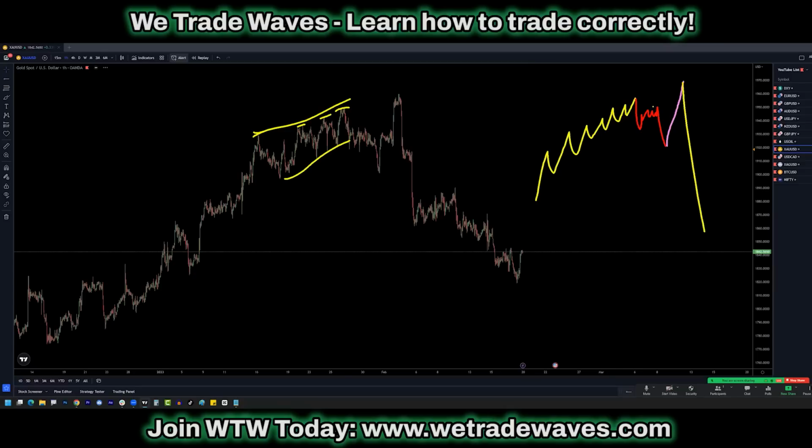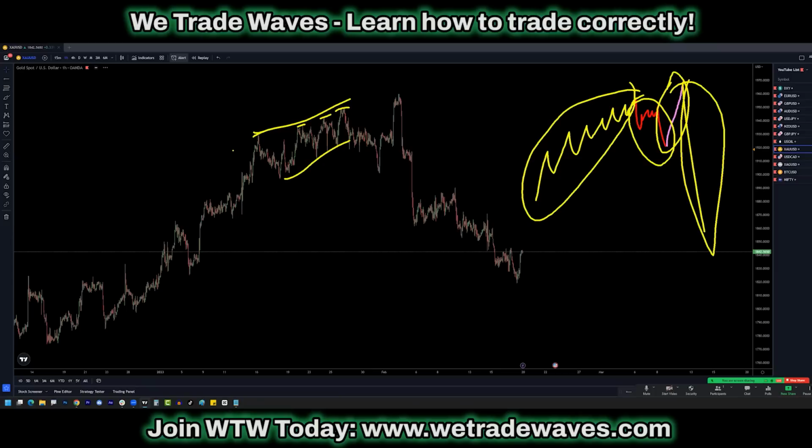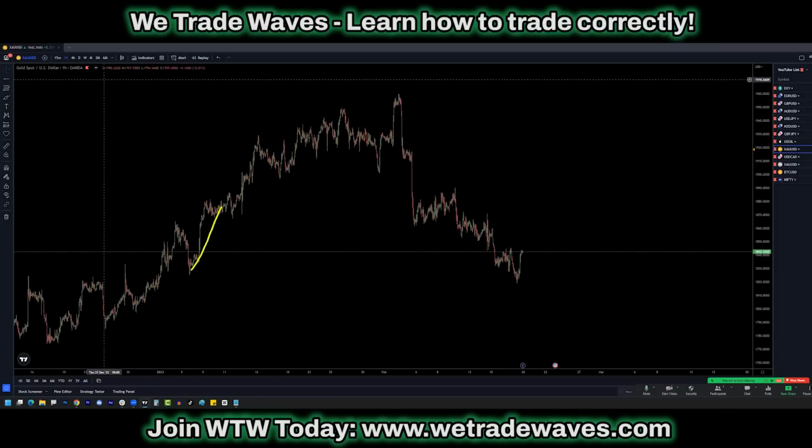Every single wave here, guys, is market maker footprints. Every single wave here is one of the market makers' framework. Every single wave. This one, this one, this one, and this one. If you break down these waves, you will see the structure in a much clearer way.